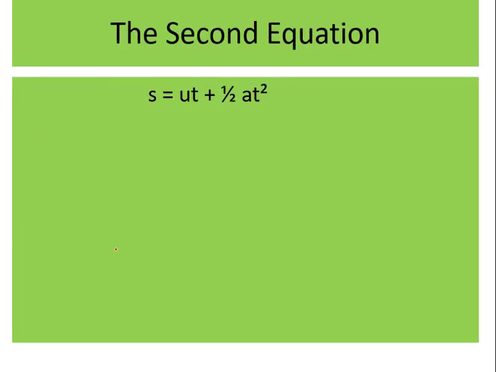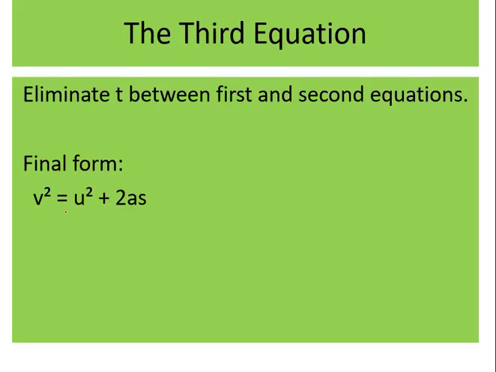What about equation number 2? s is equal to ut plus half at square. It connects s, u, t, and a. And the missing variable over here is final velocity v. The last equation can be obtained by eliminating t between the first and second equations, and it takes the form v square is equal to u square plus 2as. And it connects v, u, a, and s, and the missing element is t.